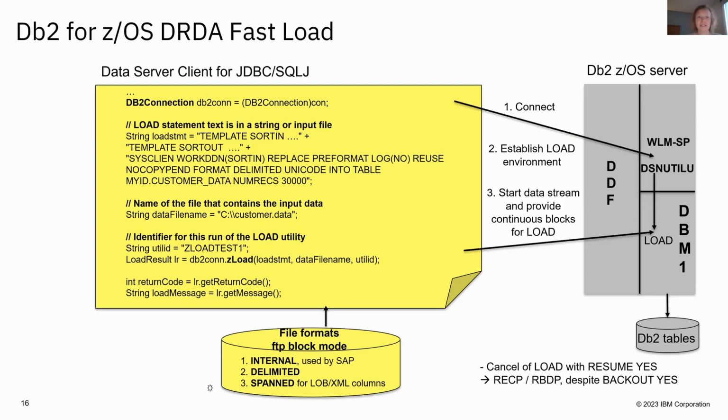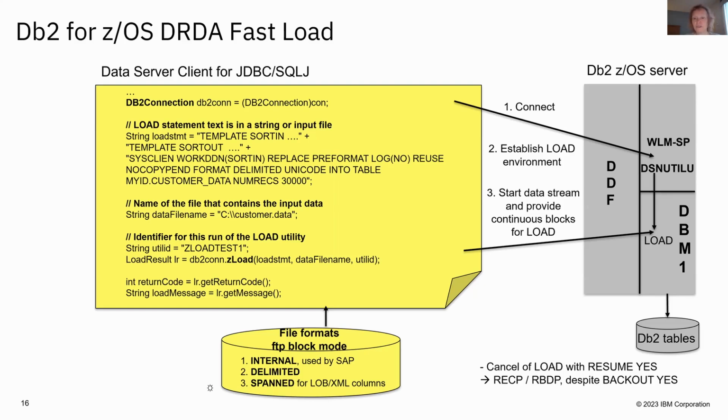And you see that the first load statement, you recognize it. It's your sysin card from your load statement with all the settings that you use, like pre-format, log no, reuse, whatever you use in your current load statement. Then the second parameter is your input data file on your distributed environment. And then you give it an identifier and call, for Java, it's a cload method on a DB2 connection and provide those input statements.